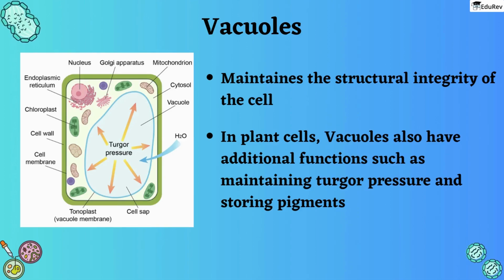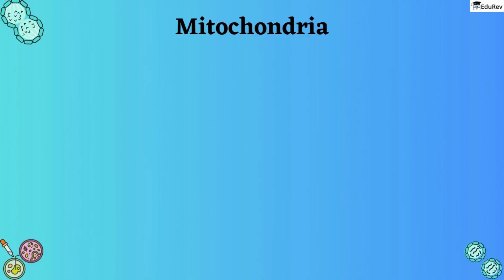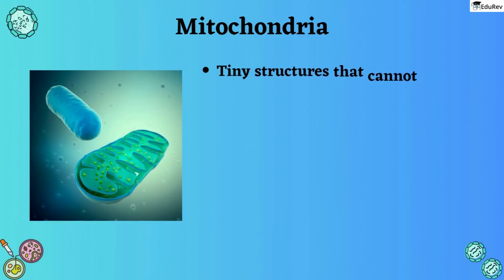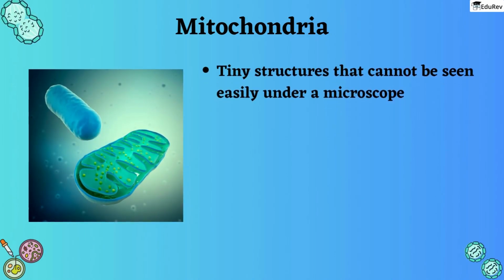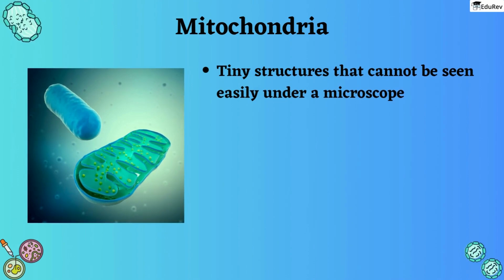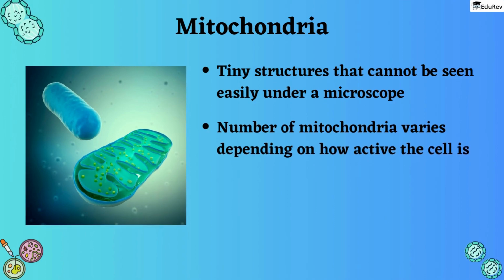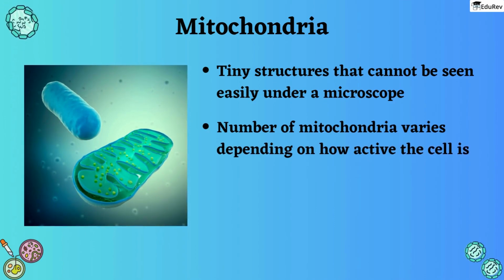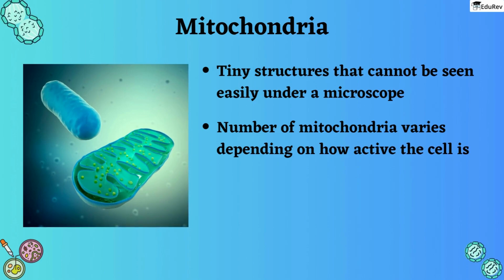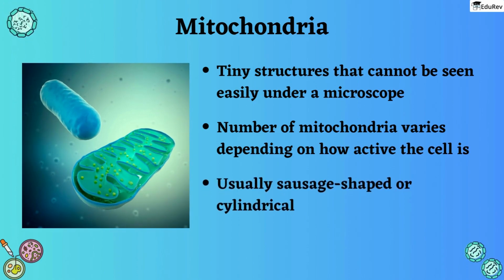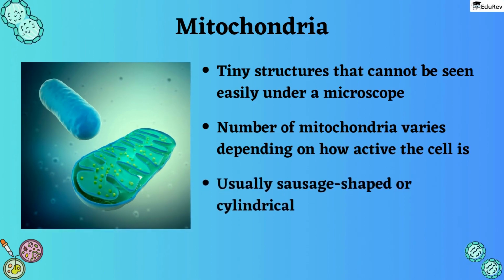colors. Moving on to another important organelle, this one is responsible for producing energy in the cell and is found in both animal and plant cells. It is our mitochondria. Mitochondria are tiny structures that cannot be seen easily under a microscope unless they are stained. The number of mitochondria in a cell varies depending on how active the cell is. They come in different shapes and sizes, but are usually sausage-shaped or cylindrical.